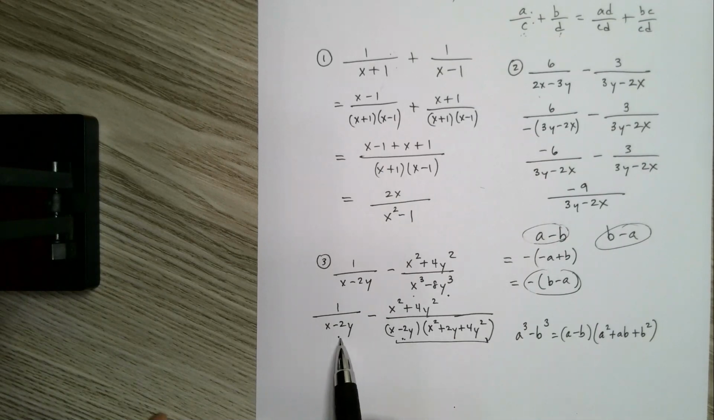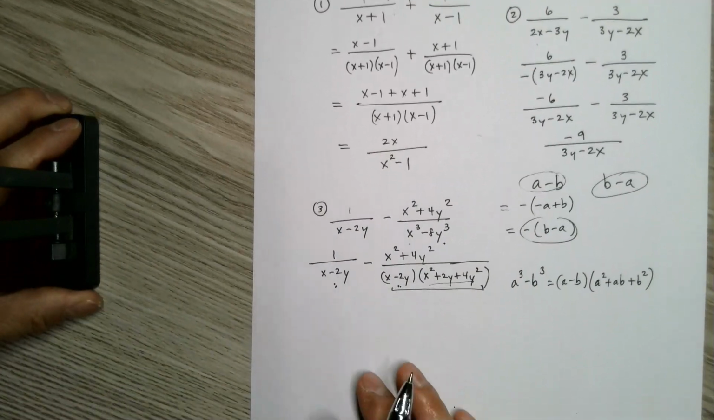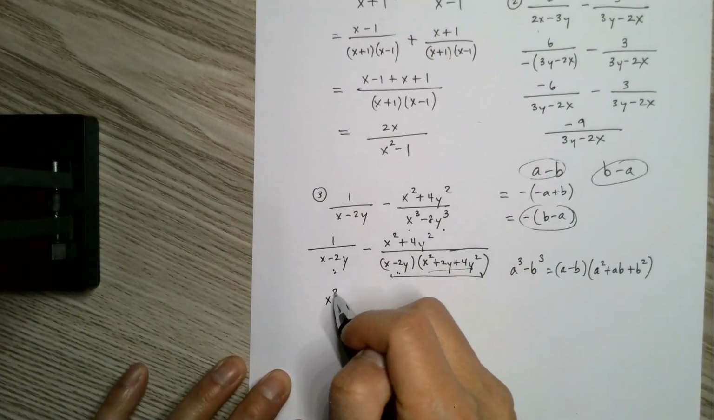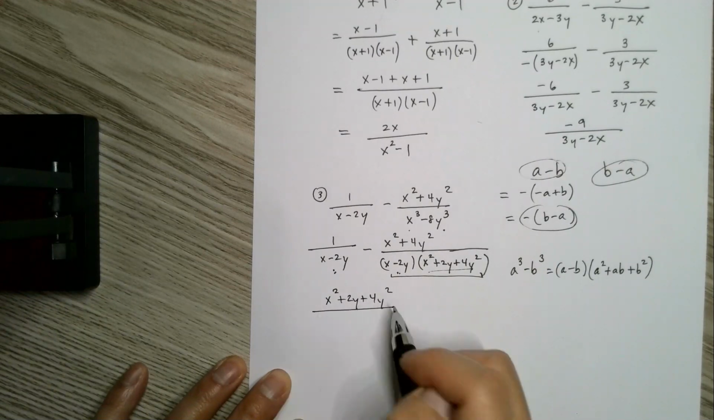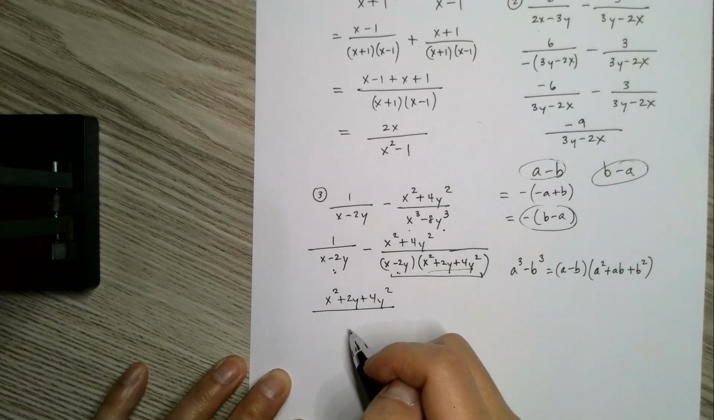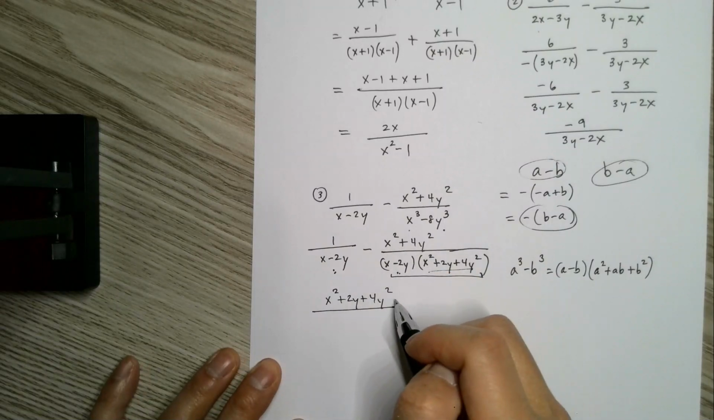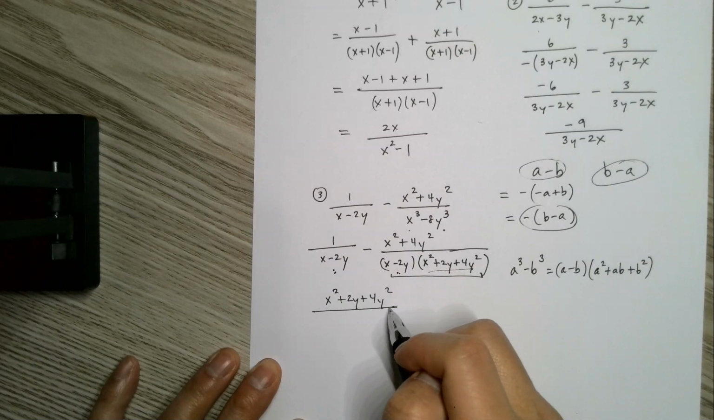And to get the common denominator showing in this fraction, all I have to do is multiply this fraction by the other factor, the missing factor, over itself. And so here I go, doing that. And I'm going to go ahead and combine it into one fraction.